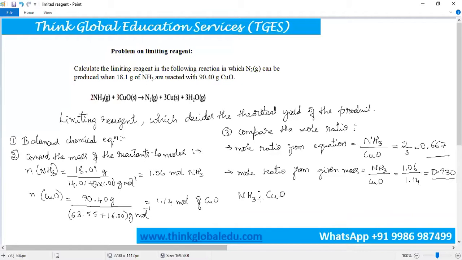the mole ratio of copper oxide with respect to ammonia is larger than the required ratio in the equation. And thus, we can come to the conclusion that ammonia is in excess and the copper oxide is the limiting reactant in this equation.